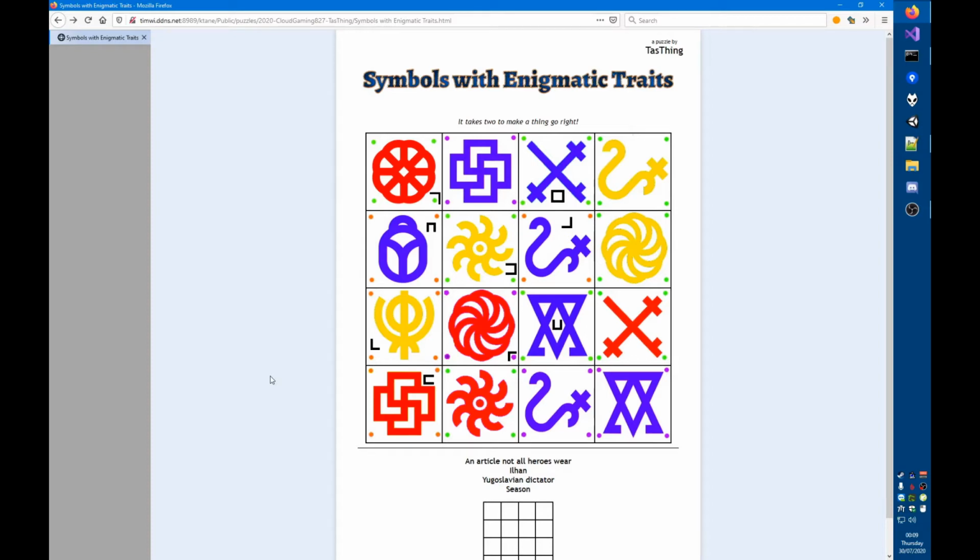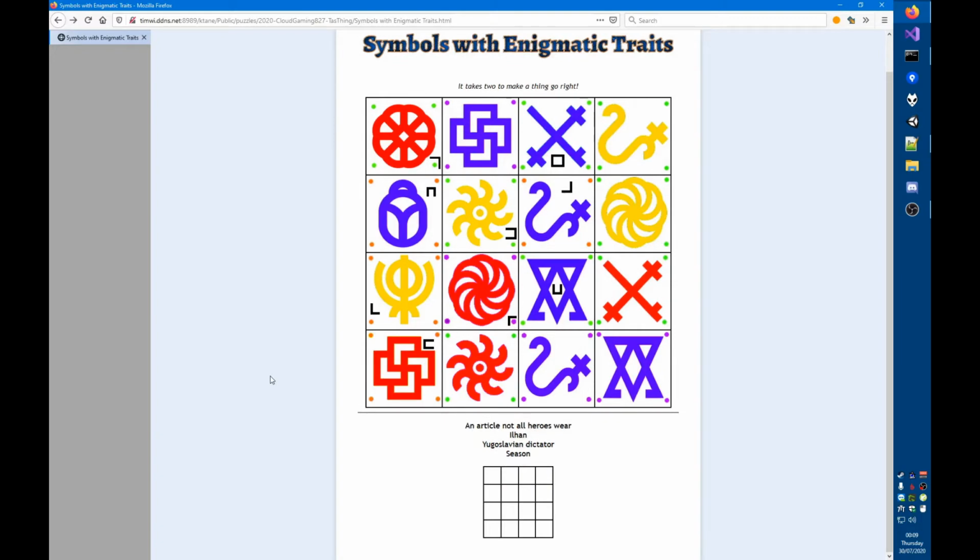Today we have a very colorful and symbolic puzzle for you from the KTANE Puzzle Plethora. Today's puzzle is called Symbols with Enigmatic Traits, and I'm very intrigued by this. These symbols do not look like any symbols that I know from any KTANE module. Of course it's possible they could be from one, but let's see what we can do.